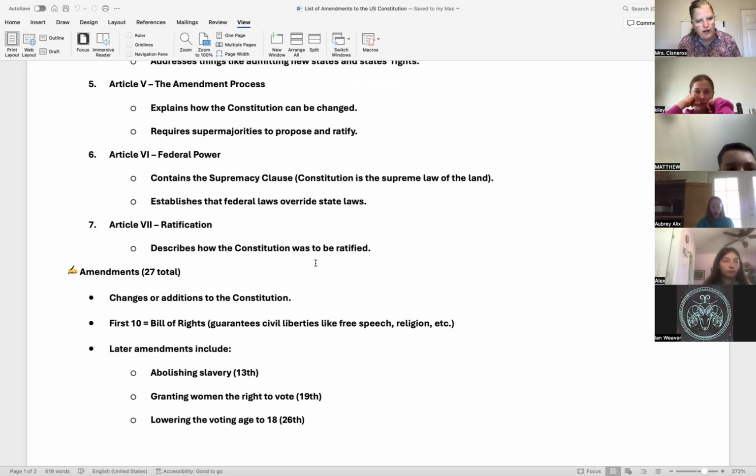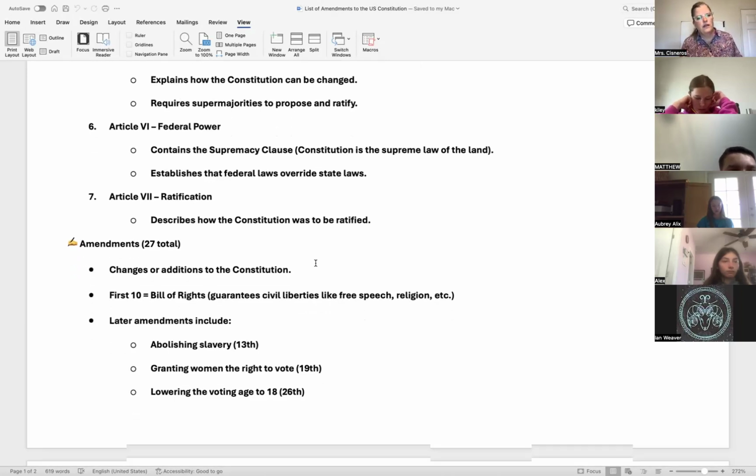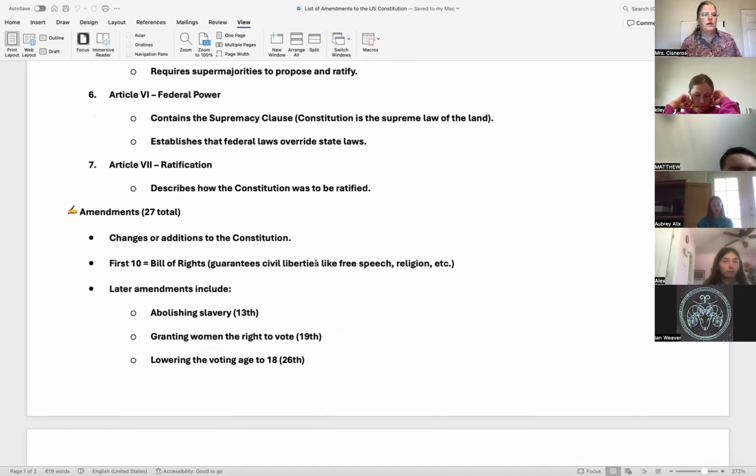That word ratified just means each individual state had to sign agreeing to what the Constitution said. So it's basically making it a legal document, everybody signing, saying, yes, I agree, we will participate in this with you. And then there's 27 amendments. After the original was written, they amended it 27 times. So it's changes or additions to the Constitution.